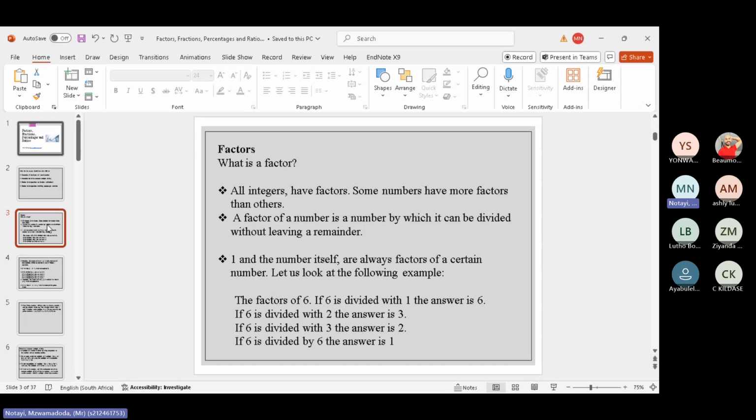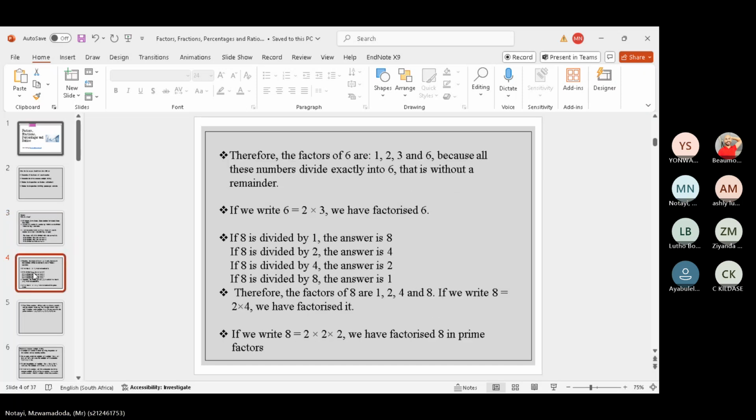The factors of 6. If 6 is divided by 1, the answer is 6. If 6 is divided by 2, the answer is 3. If 6 is divided by 3, the answer is 2. And if 6 is divided by 6, the answer is 1. Therefore, the factors of 6 are all the numbers that we've listed, that is 1, 2, 3, and 6 itself, because all these numbers divide exactly into 6, and they don't leave any remainder.